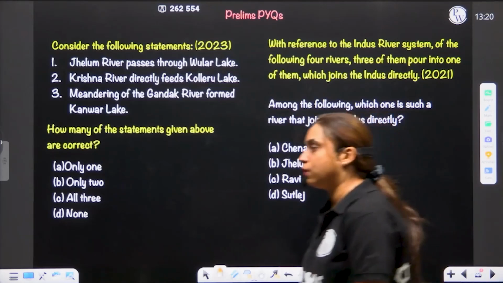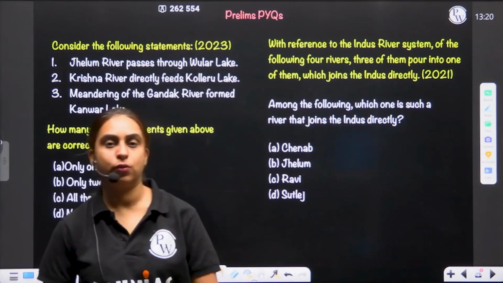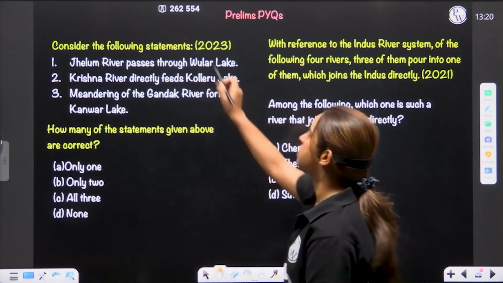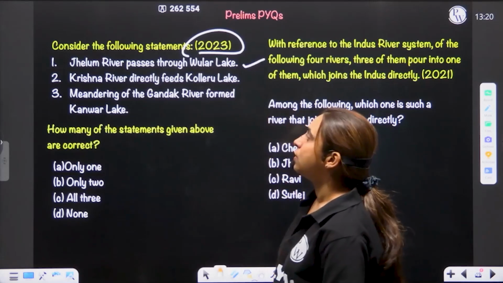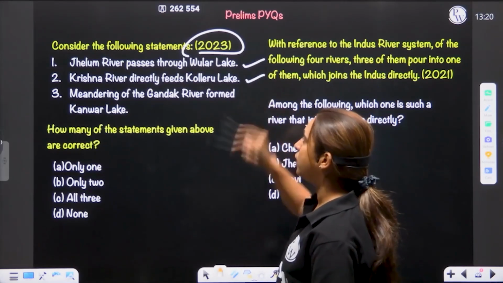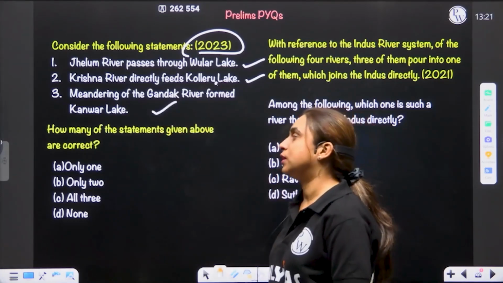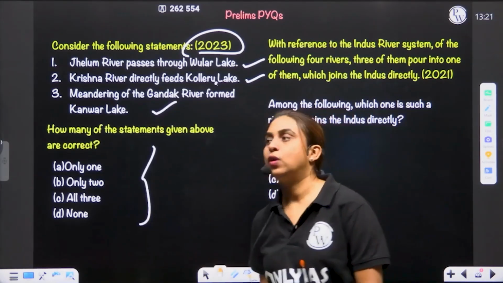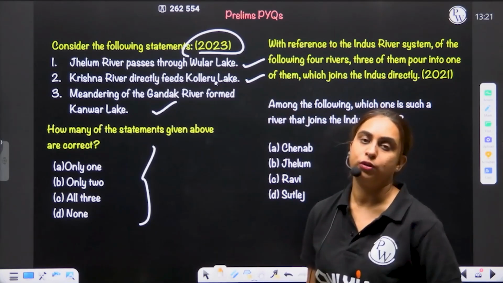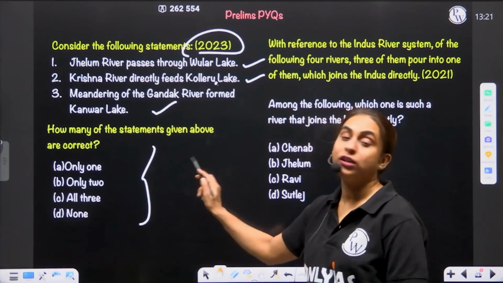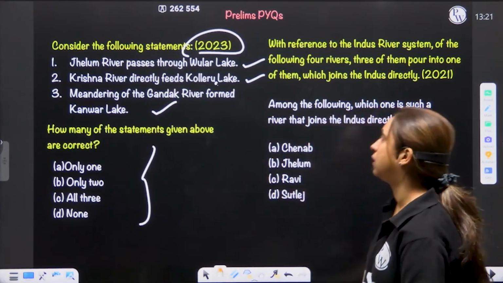Let's look at some of the questions here. First question, that is a prelims previous year question. Let us look at the question. Consider the following statements. This was asked in 2023, so this is recent. Jhelum River passes through Wooler Lake. Krishna directly feeds the Koleru Lake. This we will cover when we cover the Krishna. The meander of Gandak forms the Kanwar Lake. So this was asked. I will not answer this question. You can at least answer the first one, whether Jhelum River passes through Wooler Lake or not. Just let me know in the comments whether Jhelum River passes through Wooler or not. That's the thing that I would want from you.